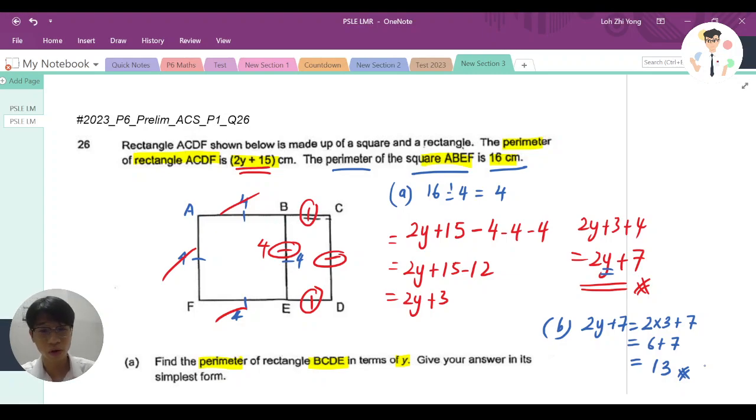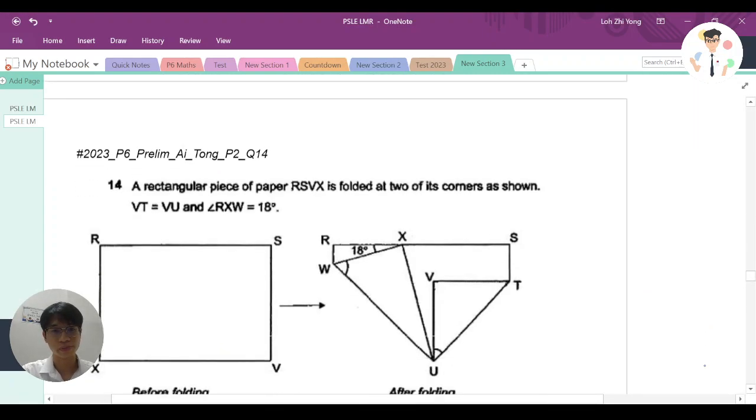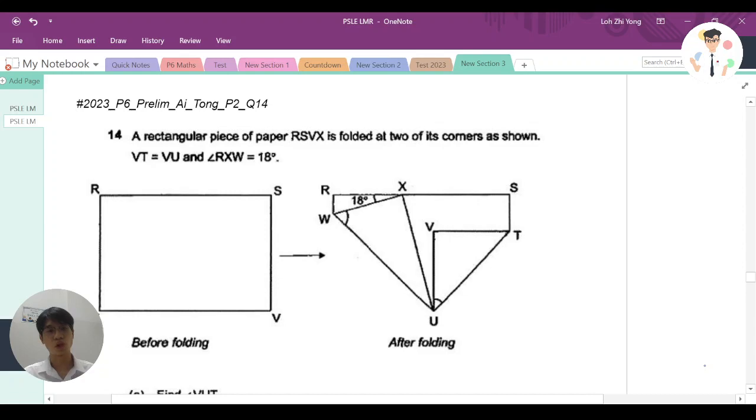Okay, so let's move on to our next question, which is from this iTong paper 2 question 14. Now, a rectangular piece of paper RSVX is folded at two of its corners as shown. A very important thing, let's try to put all the information in the diagram first. So here, here, here, here, all 90 degrees, as you know. Here also 90 degrees. And here, this is being folded, so this is also 90 degrees. This is also 90 degrees.